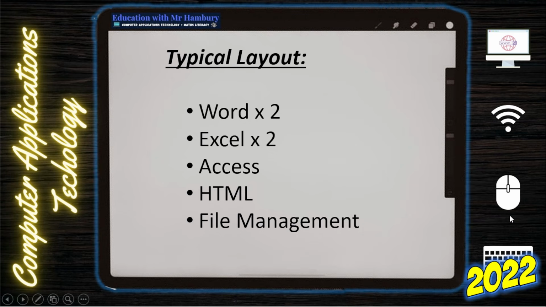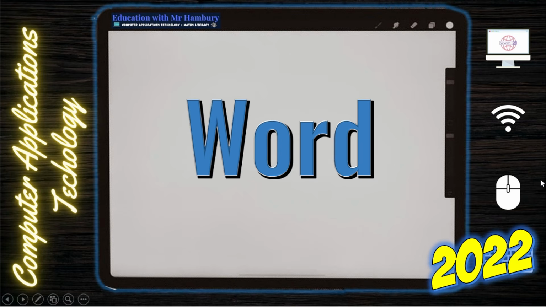So your typical layout that you're going to find in your question paper is usually 2 questions on Word, 2 questions on Excel, 1 on Access, 1 on HTML, and then file management, where they ask you just some general things to do, whether it's creating shortcuts, deleting things, creating new files or folders, etc. Okay, so the first thing we're going to look at is Microsoft Word.